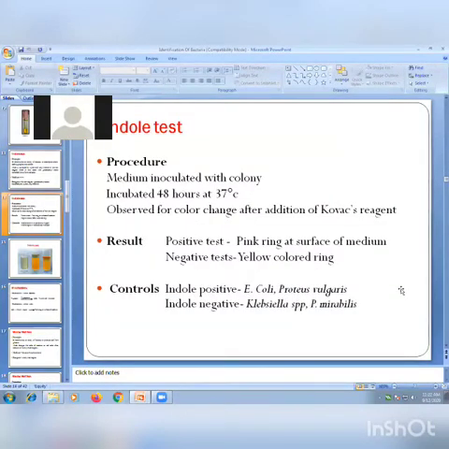So the medium is inoculated with the colony, meaning the test organism, incubated for 48 hours at 37 degrees centigrade, and observed for color change after addition of Kovacs reagent. Result: positive test, pink or red color ring at the surface of the medium; negative test, yellow color ring. Controls: indole positive is E. coli, and Proteus vulgaris, a species of genus Proteus, is also positive. The negative control is Klebsiella; Klebsiella is always negative, and Proteus mirabilis, another species, is negative. So these tests are very important for interspecies identification also. Proteus vulgaris is positive, while Proteus mirabilis is negative.